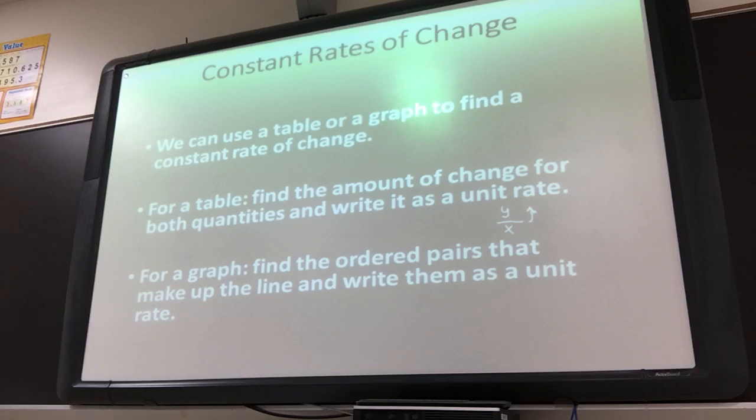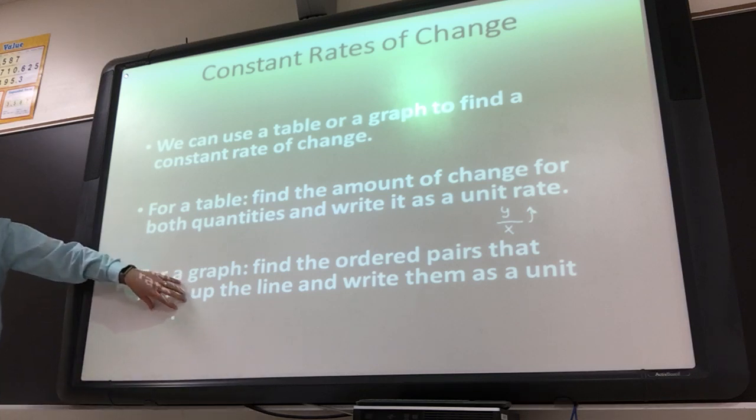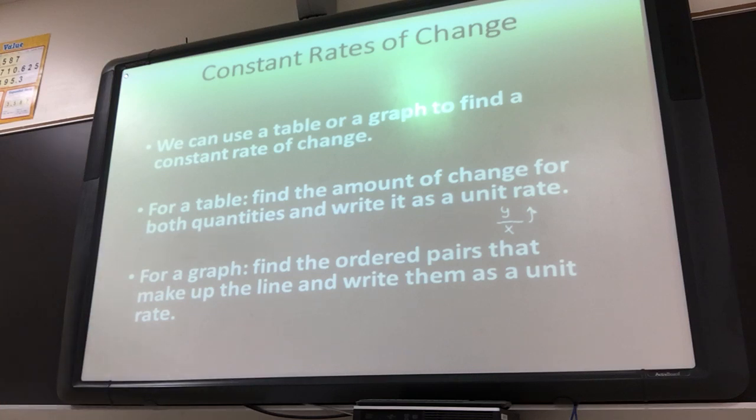If we're trying to find the constant rate of change with a graph, we're going to find two ordered pairs, two points on the graph. Don't make one of them 0, 0. Then we're going to write those as a unit rate as well, as y over x. And we'll notice that when we write those unit rates and simplify them, we always get the same thing.